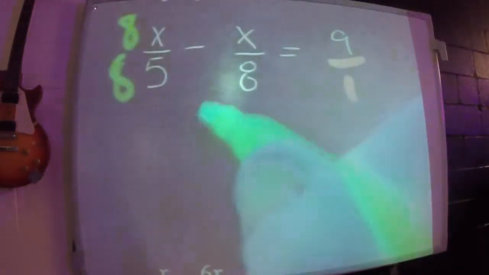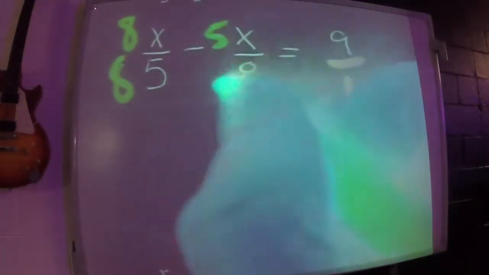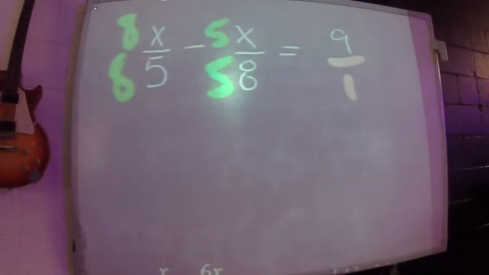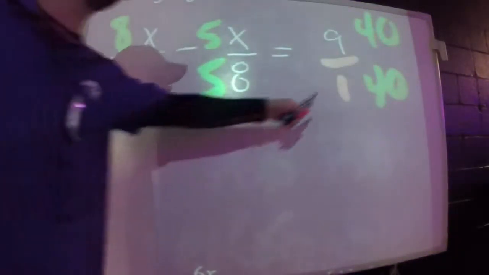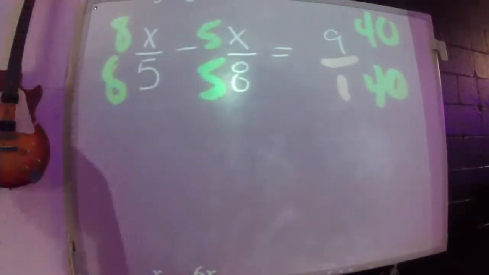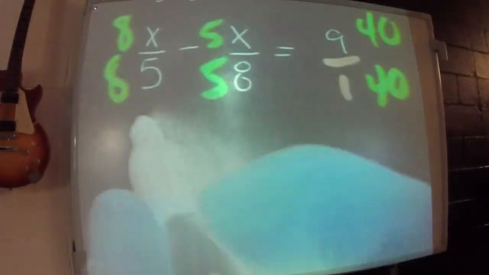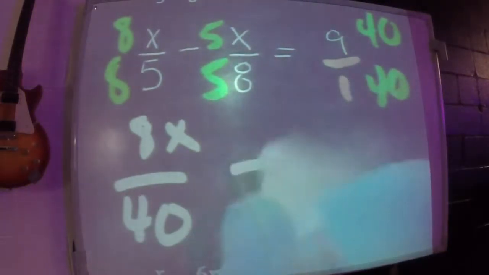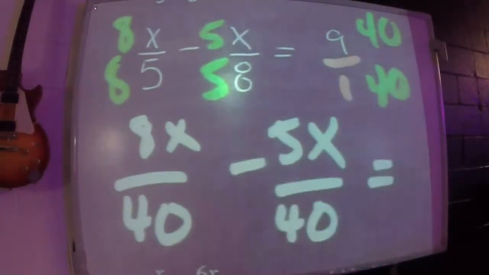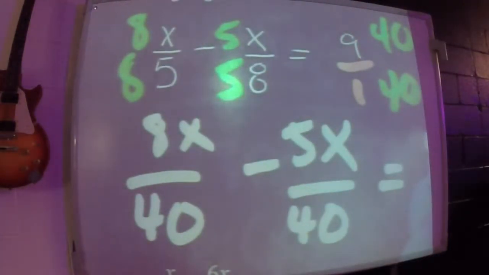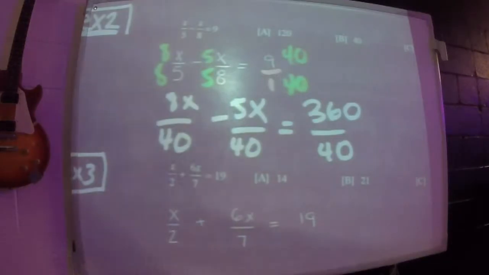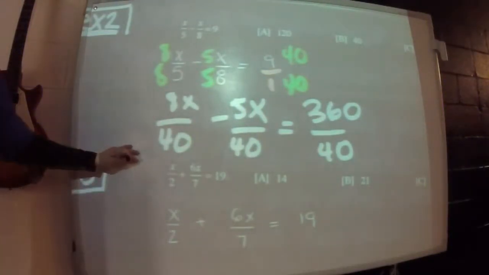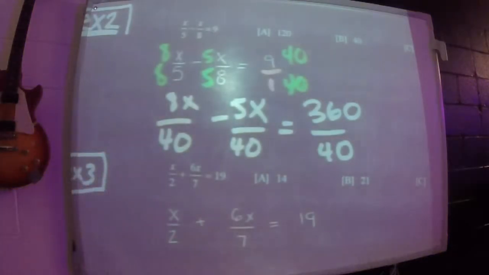What do I multiply 8 by? 5. So I put 5 over 5, that fancy 1 again. And then what do I multiply 1 by? 40. 40 over 40. This is the most missed part, that you have to multiply the 1 by 40 over 40. So this turns into 8x over 40 minus 5x over 40 equals, I think it's 360 over 40. Now, in your equation, is every piece a fraction? Does everything have the same bottom? Yes. So cross the bottoms out.